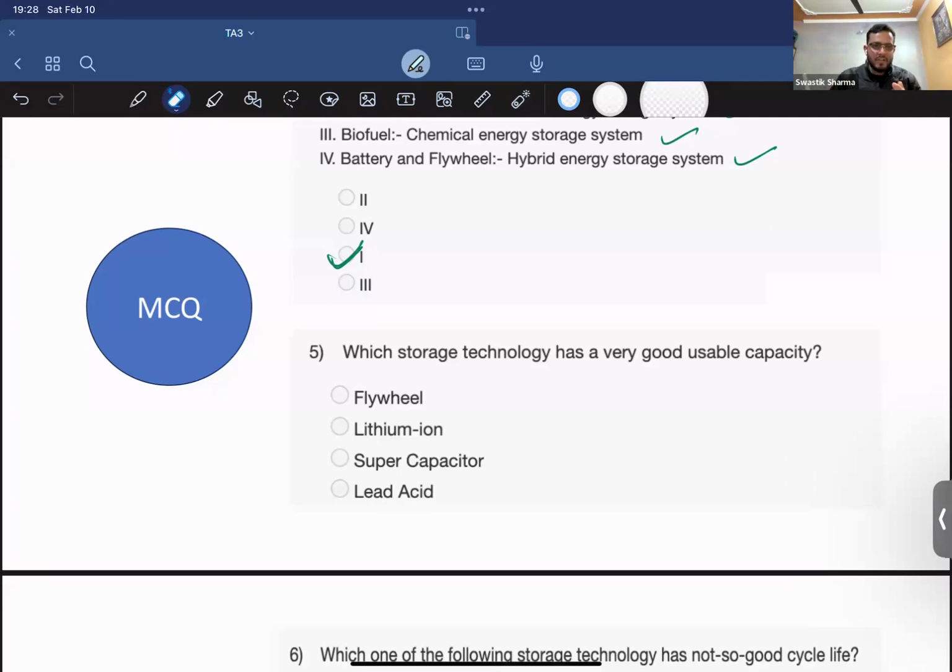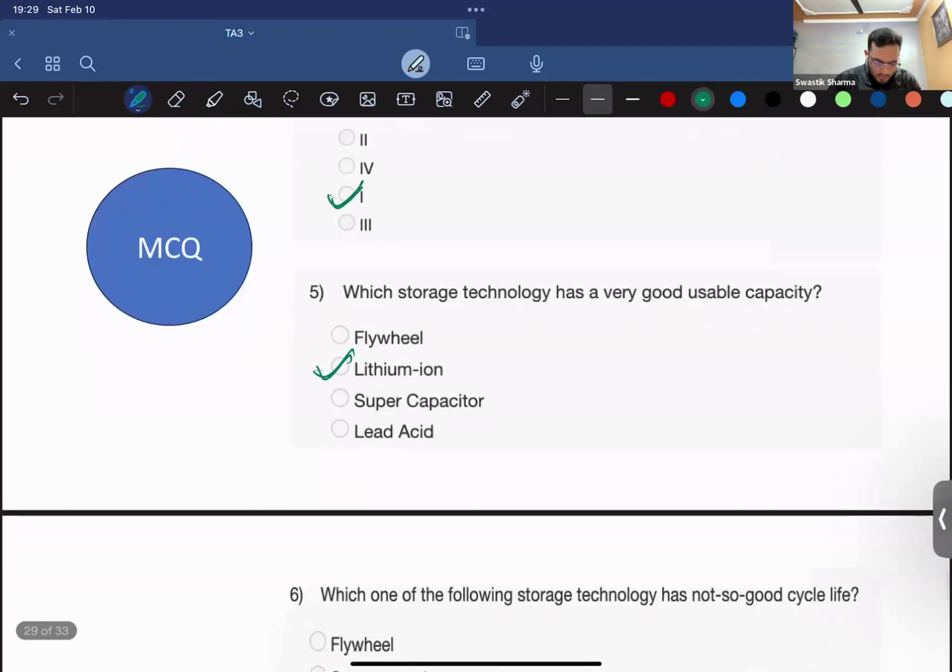You can have multiple different batteries interconnected to increase the whole overall capacity. So the usable capacity is with lithium ion, and you can extract maximum benefit out of a lithium ion battery. Yeah, the correct answer is lithium ion. Shweta has answered.